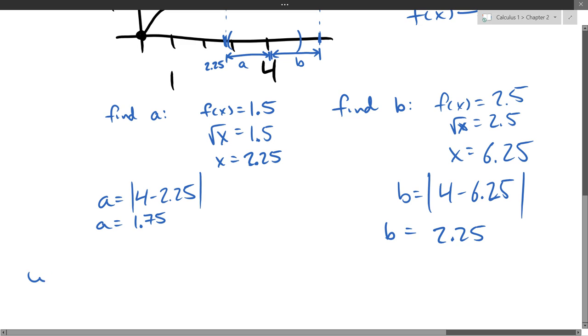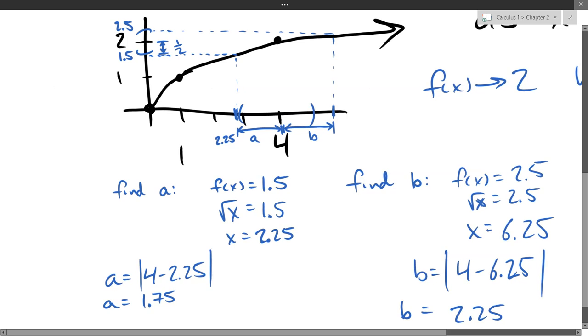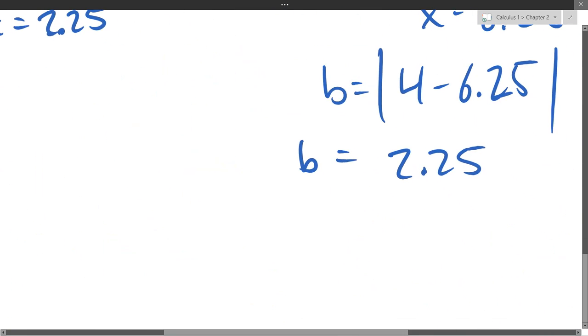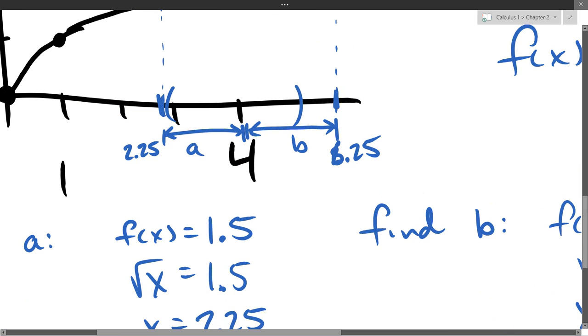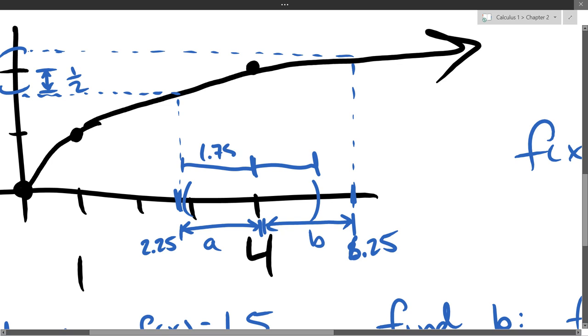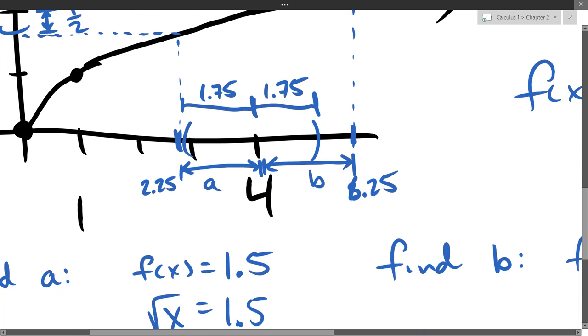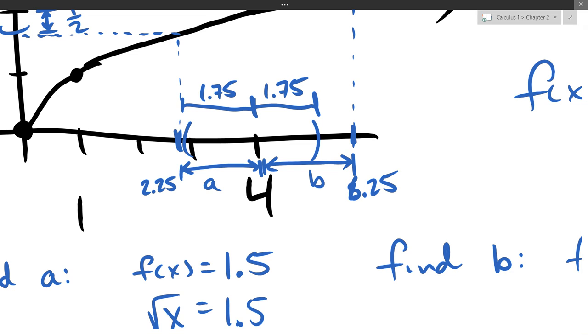So once we have these, I can say when x is inside the interval, so between 1.75, 2.25, and 6.25. So what I'm actually going to do, instead of using 6.25, I'm going to go the same distance. I'm going to take the minimum of these two distances right here. So I'm going to use the 1.75 for both sides. So my left endpoint is going to be 4 minus 1.75, which is 2.25, and my right endpoint is going to be 5.75.